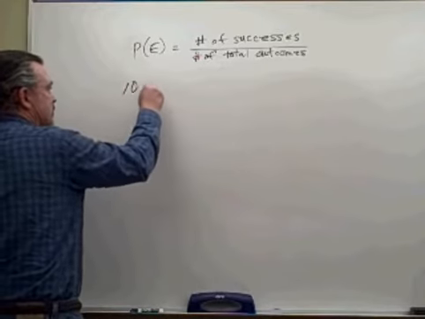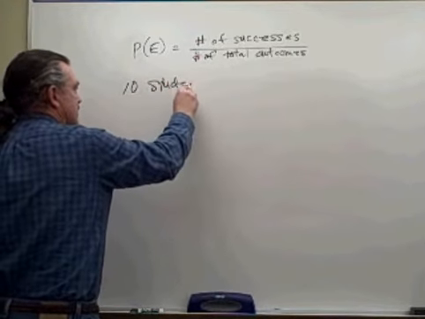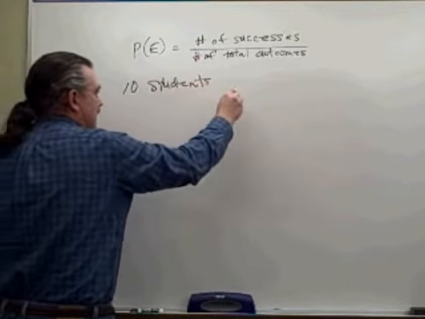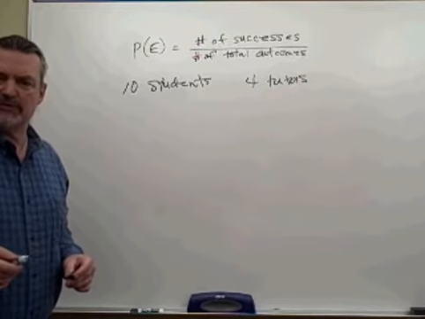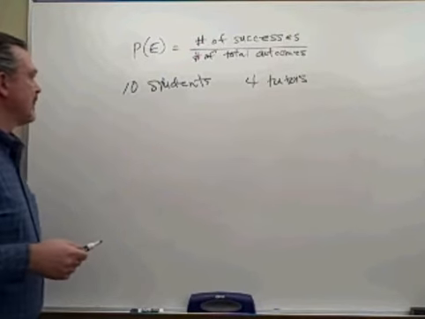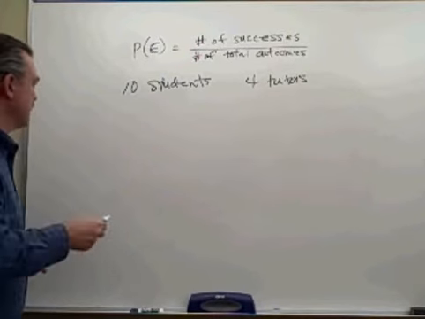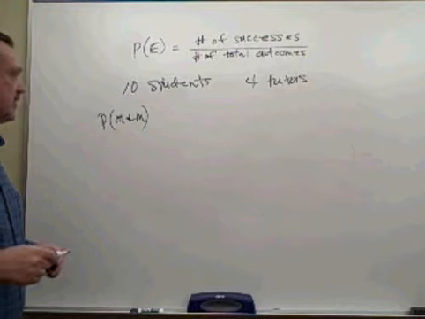So we have 10 students who have volunteered, and we're going to pick 4 tutors. And of those 10 students, 2 in particular, Mark and Melanie, we want to know the probability that they will be 2 of the 4 students selected. So what's the probability that Mark and Melanie will get selected?